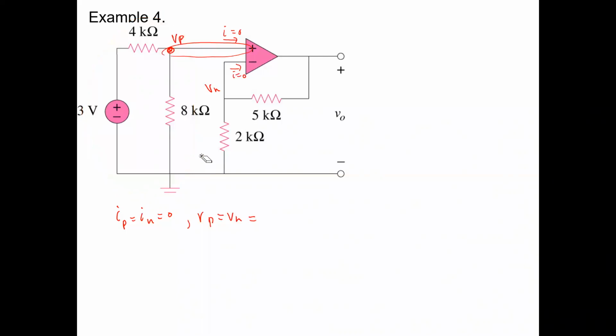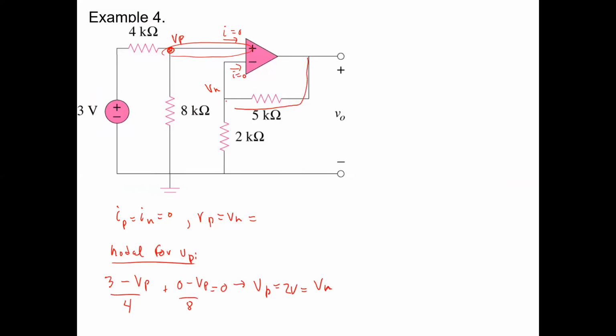Well, it's a voltage divider, but if you're not comfortable with that, you can just do a nodal for Vp here. Nodal for Vp says 3 minus Vp over 4 plus 0 minus Vp over 8 equals 0. And that will tell you that Vp equals 2 volts, and that's also going to have to equal Vn because we have a negative feedback path, right? We do have a negative feedback path in that there's a pathway from the output to the input minus terminal. So we know Vn is 2 volts, and now we can do nodal for Vn.